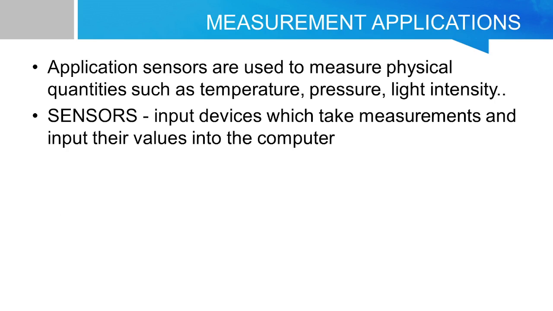So here, for the measurement application, how do we use ICT to measure a physical quantity? For example, you want to measure the temperature. Yes, you can measure the temperature using a thermometer, but with ICT, we can measure the temperature automatically, as well as the pressure and light intensity. To measure these physical quantities, we're going to use a sensor.